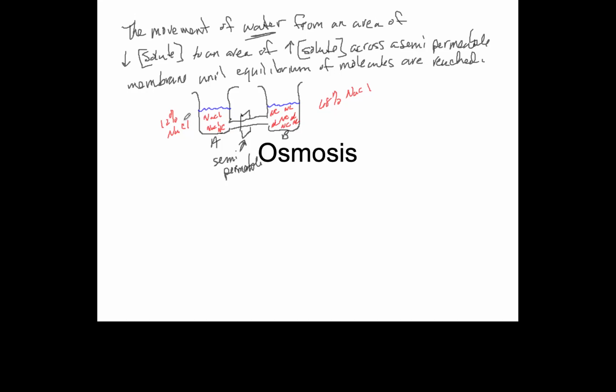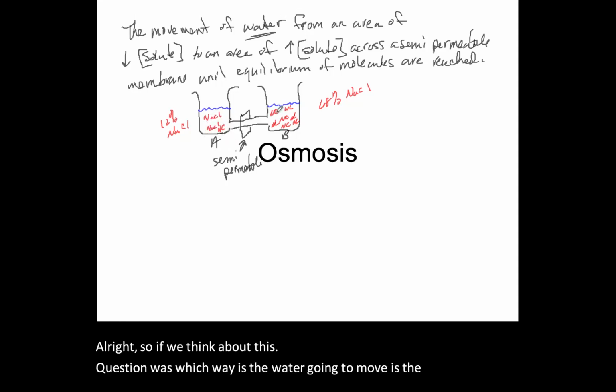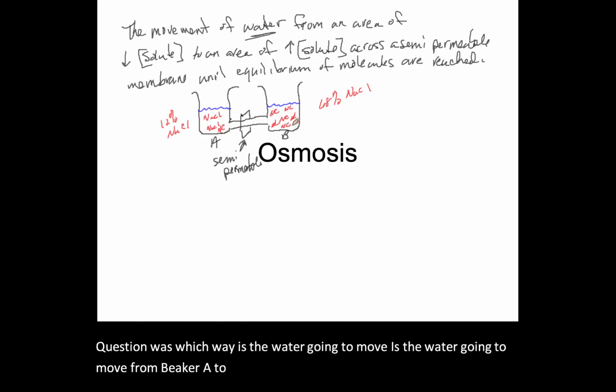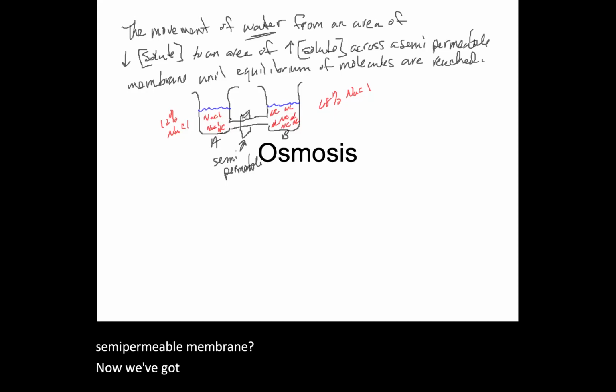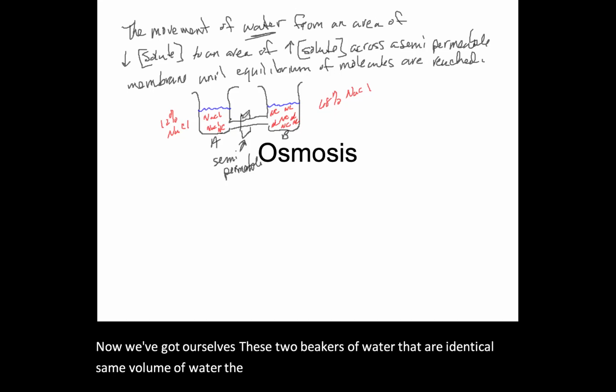All right, so if we think about this, the question was, which way is the water going to move? Is the water going to move from beaker A to beaker B, or is the water going to move from beaker B to beaker A, keeping in mind that we've got ourselves a semipermeable membrane, right? We've got ourselves these two beakers of water that are identical, same volume of water. The only difference is the concentration of solute.